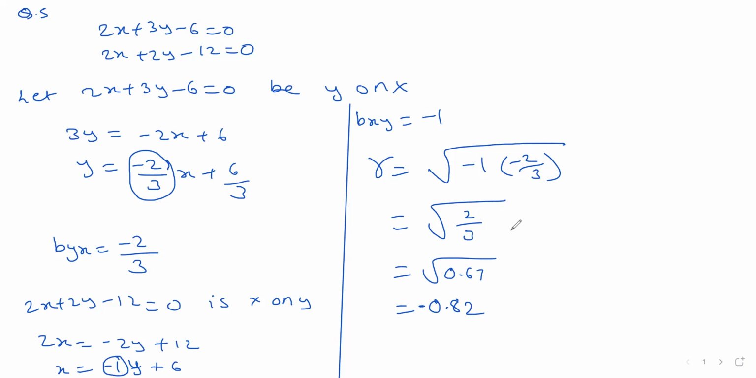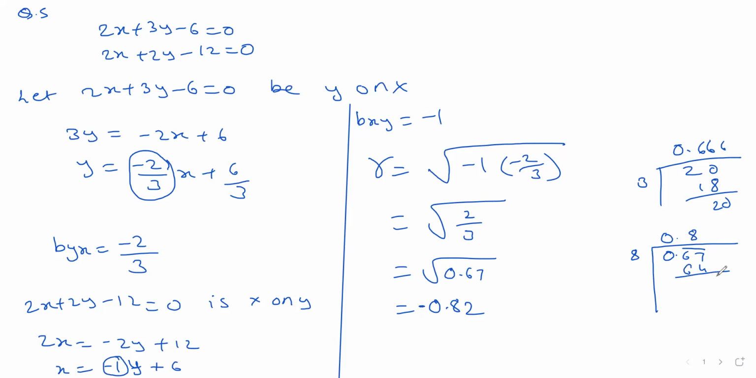You know how to divide. 2/3 is 0.6666. And how will you find the square root? Square root of 0.67. What is the nearest square to 0.67? 8, 8 eights are 64.